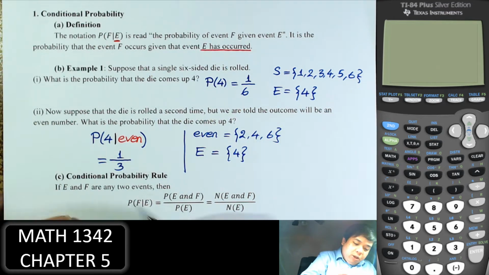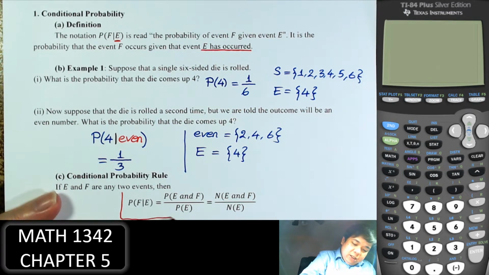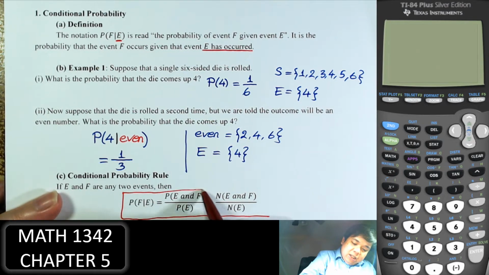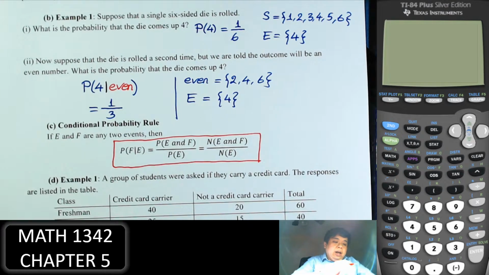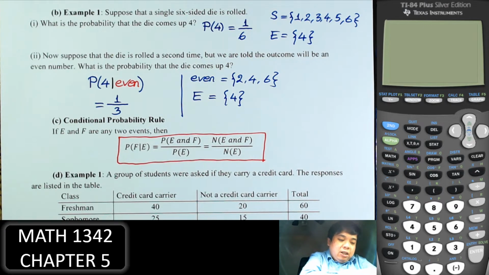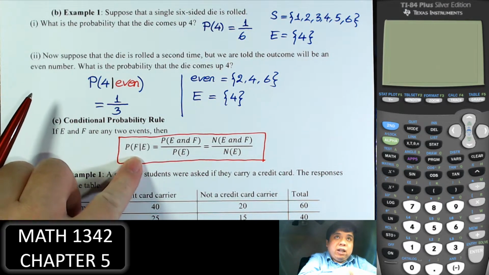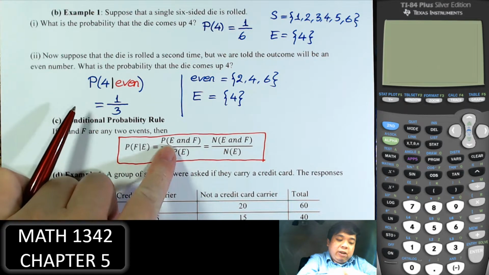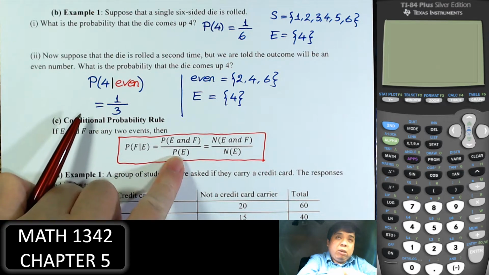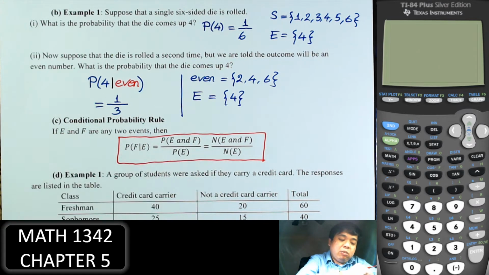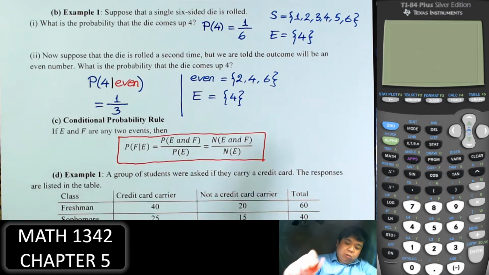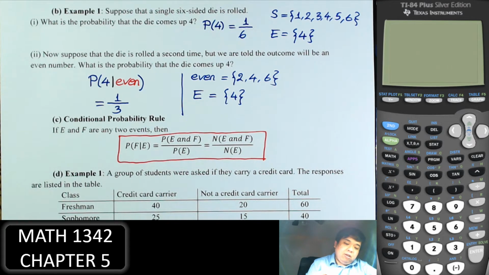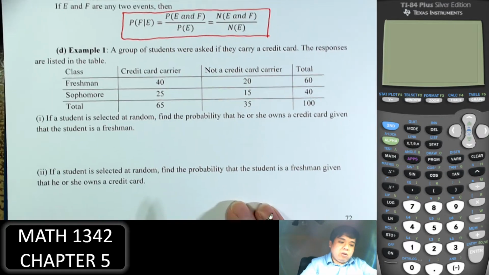So there's a formula for it. It says that if E and F are 2 events, then the probability of F given E is the probability of E and F over the probability of E, or we use N as a number. Once again, this is the two-step probability. So let's look at an example and see how that works.